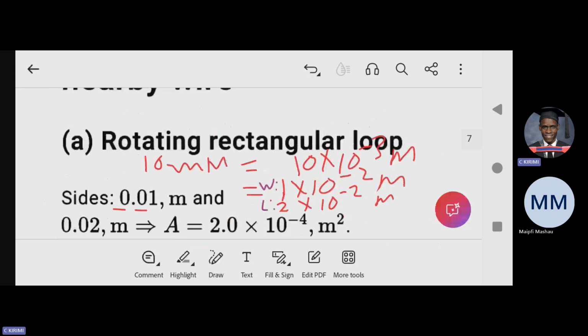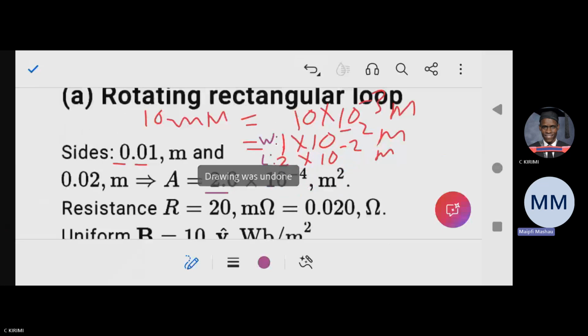Meter times meter, you get meter square. Any question there? So that is our area: 2.0 times 10 to the power negative 4 meters squared. Remember, in square meters, because our magnetic field was Weber per meter square.